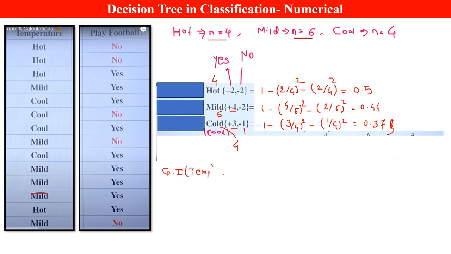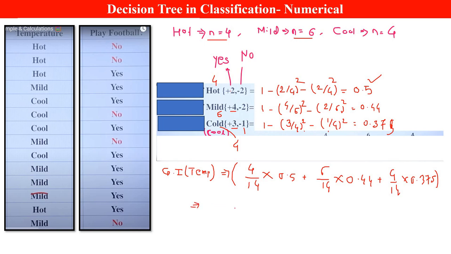After that, we have to calculate the GI for the temperature. So we have to consider here now only the weighted average multiplied by GI. So what is the weighted average for the hot? So this is 4 by 14, multiplied by 0.5. Mild is coming 6 times, so plus 6 by 14 multiplied by 0.44, and the last value cool is coming 4 times, so 4 by 14 multiplied by 0.375. So here only the weighted average multiplied by GI. So the value will come out to be 0.44. Okay. So this is the value. Now the temperature is over.